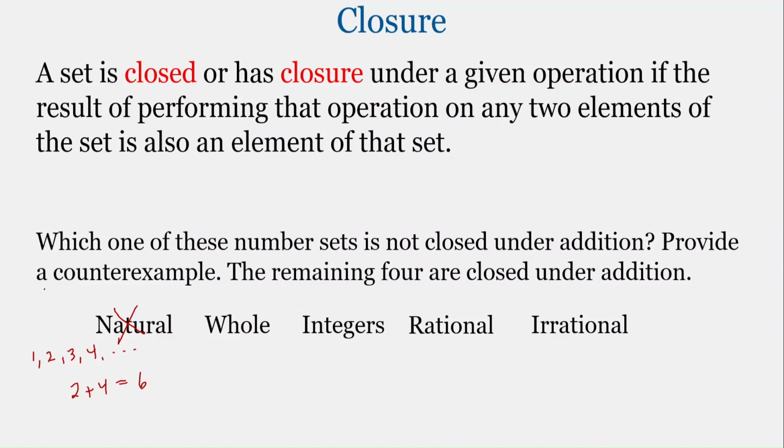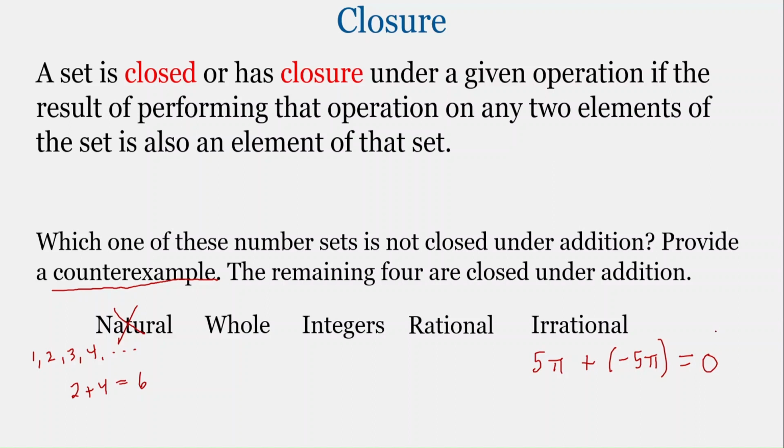Now I asked for a counterexample. We've actually seen a counterexample already in today's lesson. A few slides back, I asked you to find additive inverses for some numbers. And one of those numbers was 5 pi. Pi is an irrational number. And we add another irrational number, in this case its additive inverse, negative 5 pi. What do we get? When we add 2 opposites, the result is 0.